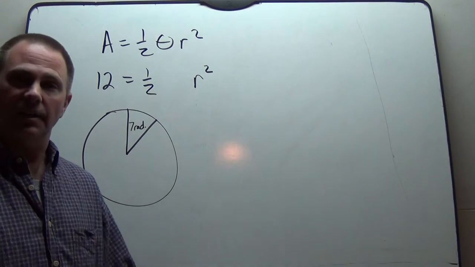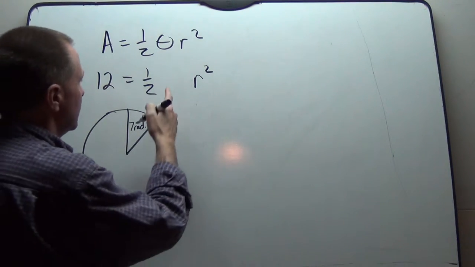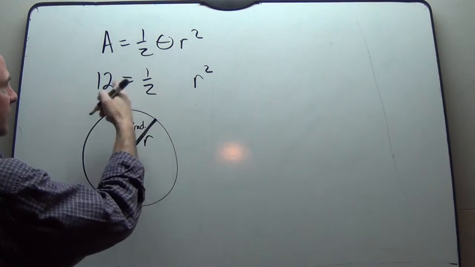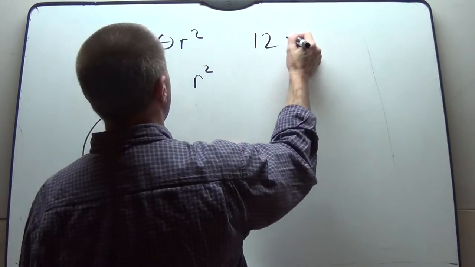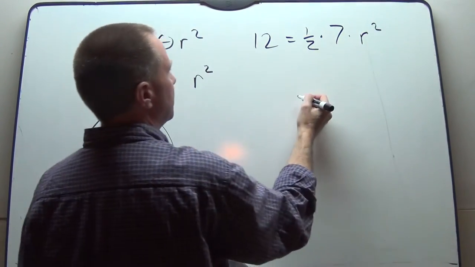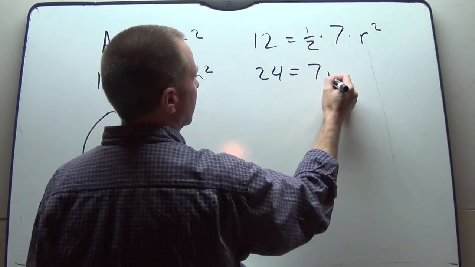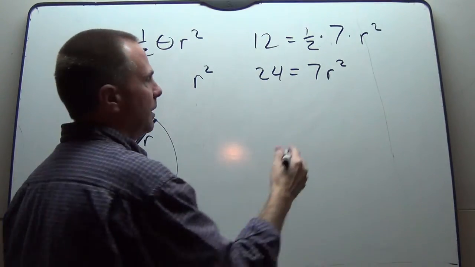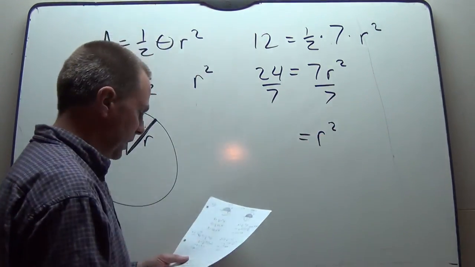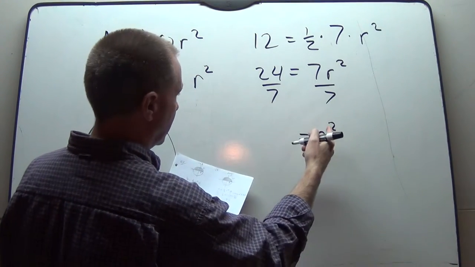Notice that they've already got it in radian measurement for us, so now we don't even have to convert it. So if I want to know what this radius is here, all I have to do is plug this information in and solve it. So 12 equals 1/2 times 7 times r squared. So let's multiply both sides by 2 to get rid of the 1/2. So 24 equals 7r squared. And then divide by 7. So r squared is 24/7. And then you're going to take the square root of it.